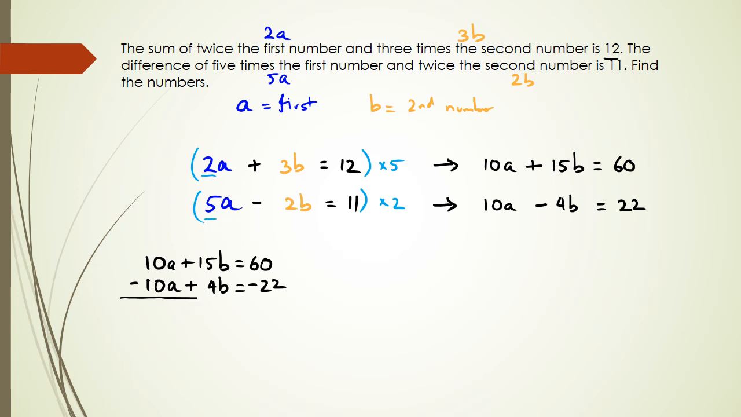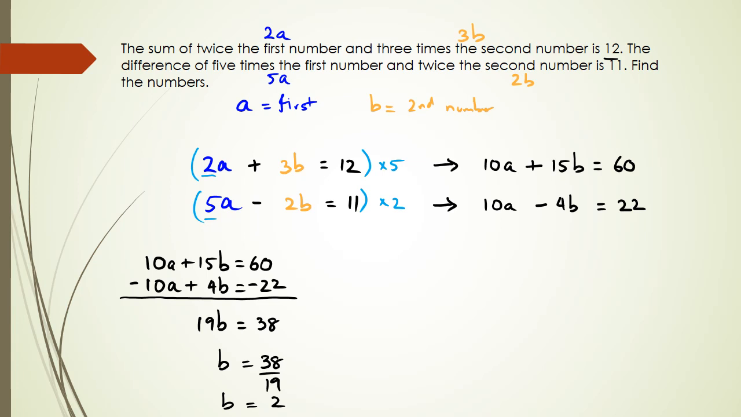And when I do this, I can start eliminating one of these variables. So 10A minus 10A is 0, 15B plus 4B is 19B, equals 60 take away 22 is 38. The next step is I can write B is equal to 38 divided by 19, therefore B is equal to 2. Now the question is asking you to find the numbers.